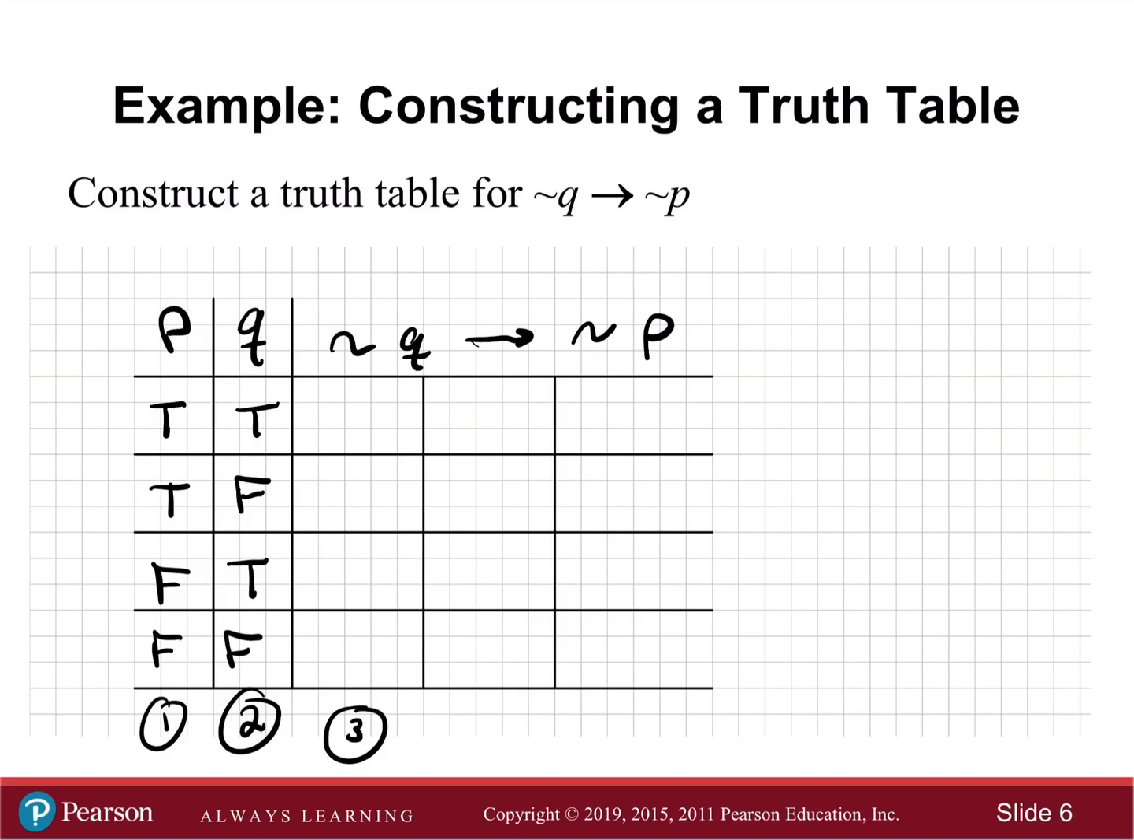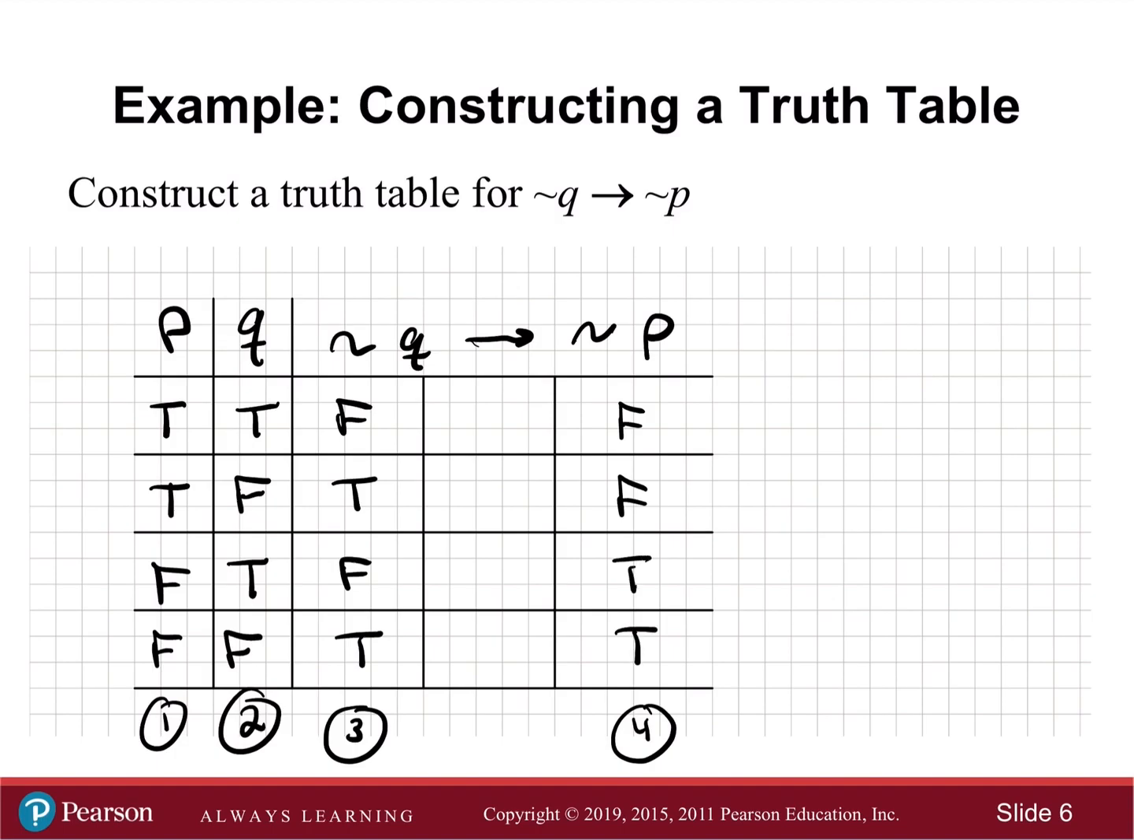Not Q is going to be the opposite of Q, so that's going to be false, true, false, true. And then let's do our not P, which is the opposite of P. That's going to be false, false, true, true.